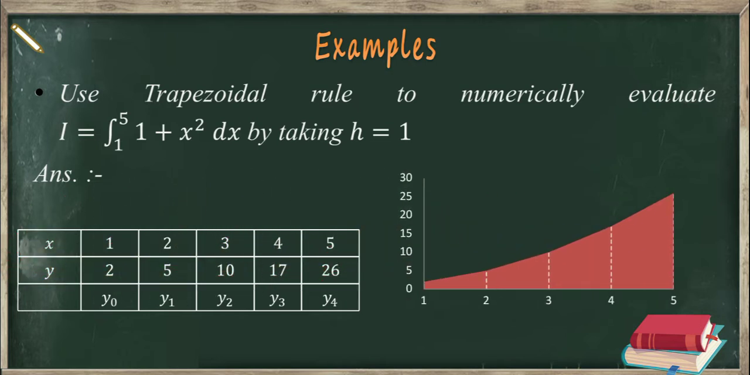The graph of this function looks like this. It is divided into 4 trapeziums and 5 strips that are parallel to each other. We have to find the area of this shaded region using the trapezoidal rule.